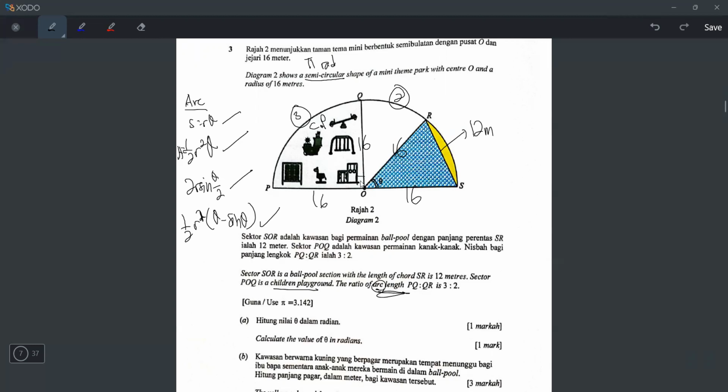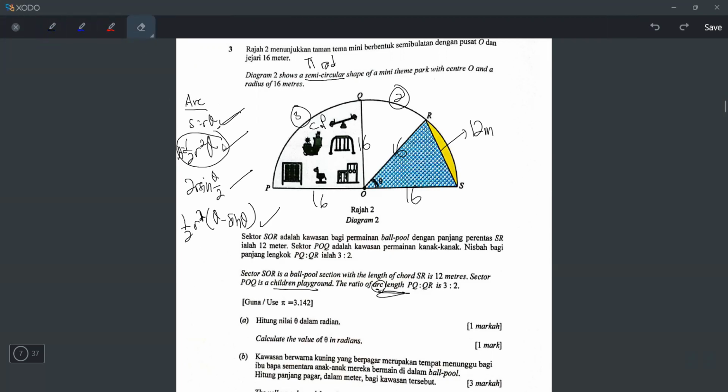Can I assume this is 90 degrees? Cannot, okay, because they never say so, unless they say this is a quadrant. It looks like 90 degrees, but it's not, we cannot assume like that. So how to find the value of theta? Can I use the length of arc formula? No, I don't think so, because they never give you the length of arc. Can I use the area of sector formula? I don't think so, because they never mention anything about area in the question. Can I use the length of chord formula? Yes, they already gave you the chord, it's 12 meters.